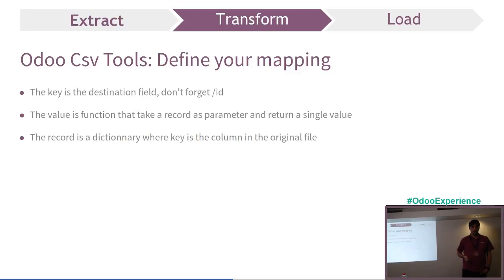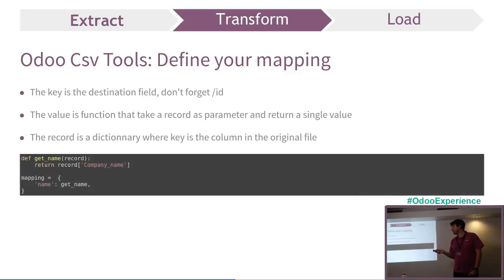OK? So it is a simple mapping. It's a method. I get the record, and I return the company name. The company name is the name of my column in the original file, and it will end up in the name in my final file.